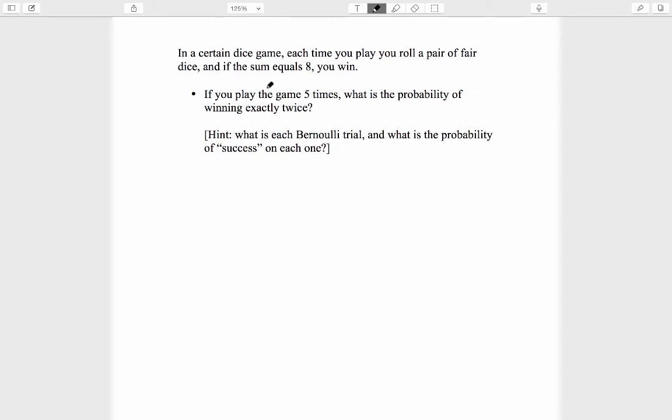Here's another dice example, but it's a little bit different. In a certain dice game, each time you play, you roll a pair of fair dice, and if the sum equals 8, you win. If you play the game 5 times, what is the probability of winning exactly twice? The wording here indicates that there are 5 trials. We are asked for the probability of the trial turning out a certain way twice, and turning out the other way 3 times. What is the Bernoulli trial here?